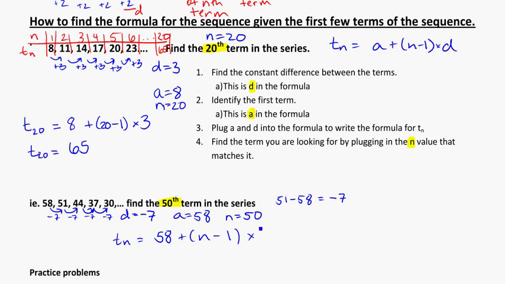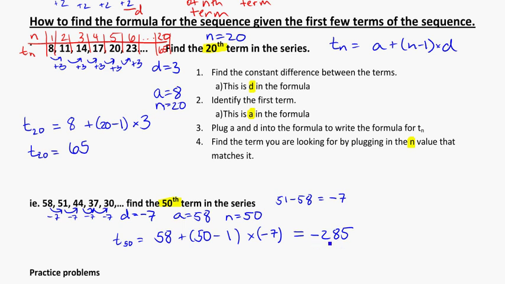D is equal to negative 7, so I'm going to go bracket negative 7, just to make sure I get that negative in there. N is 50, so I'm going to replace that with 50. And this number here, that's going to be t sub 50, little 50, because that's the 50th term, the value of n 50. So when I plug these into my calculator, I get actually a rather large negative number. So 58 plus 50 bracket 50 minus 1 bracket times negative 7, and you get negative 285. So a rather large number.